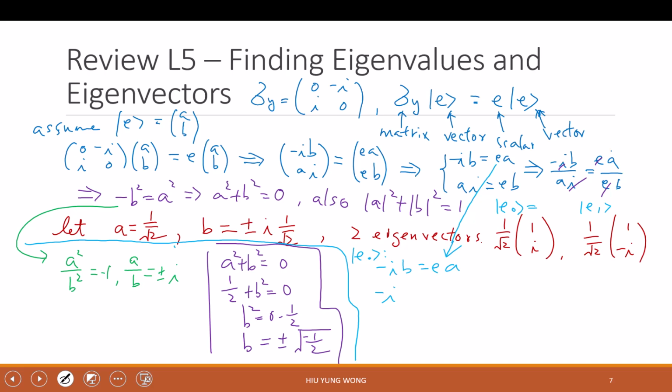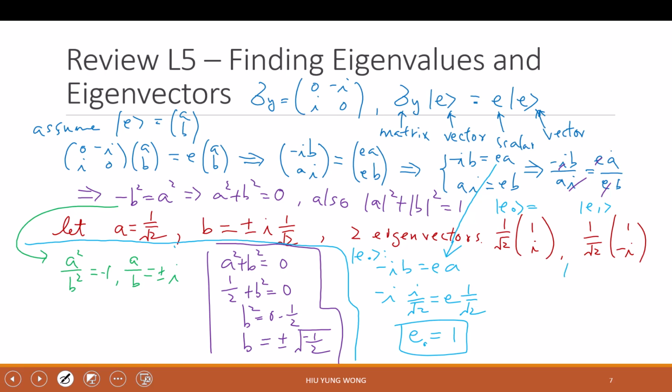For E0, what is b? I over root 2. Thank you. Not just i. And then E times what is a for E0? 1 over square root 2, right? Then you cancel it, then you get E equal to 1. That's the eigenvalue. Let me call it E0 equal to 1.